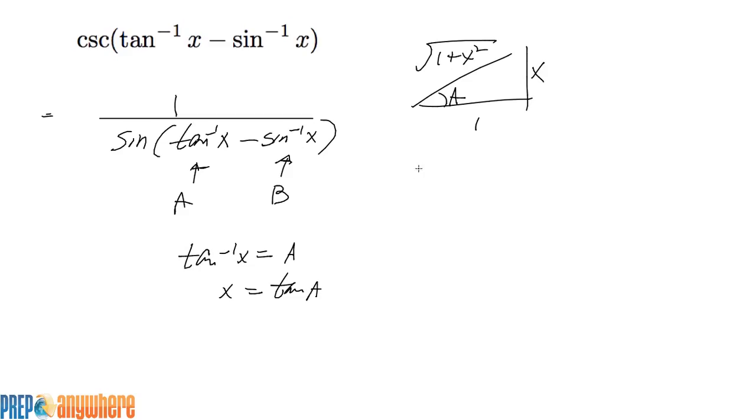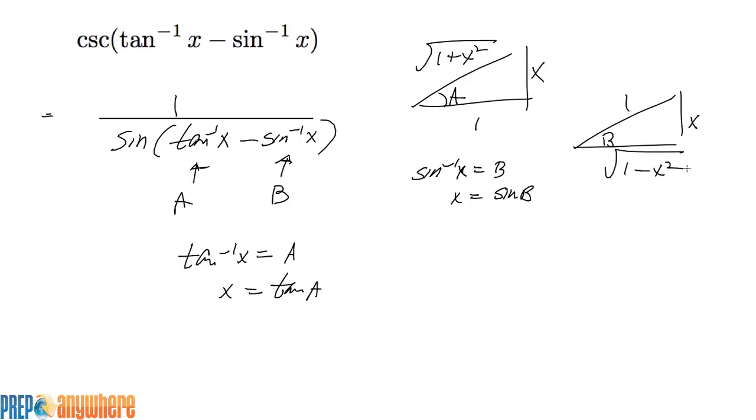If you let that be B, we're saying sine inverse x is equal to B means x is equal to sine of B. That means this angle is B and we have x over 1. So this is going to be the square root of 1 minus x squared, right? Using the Pythagorean theorem.